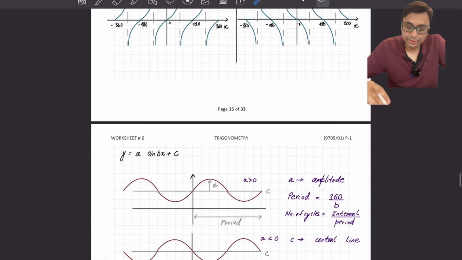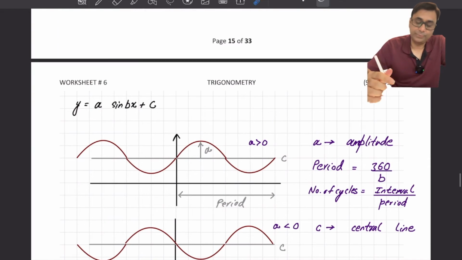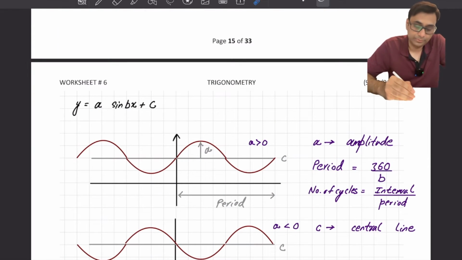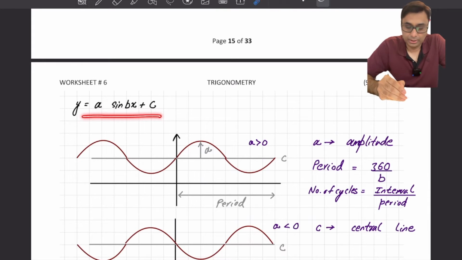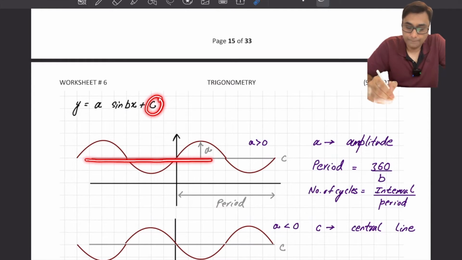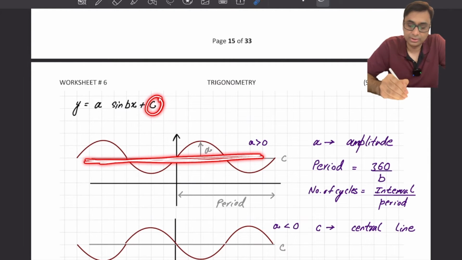Now, you can have some transformations of these graphs as well. For example, you have to sketch a graph of y is equal to a sine bx plus c. If you get a function in this particular form, I would want you to recognize that this c is a horizontal line and the graph is plotted about that particular line. So this is like a central line and the graph is going to be about that.